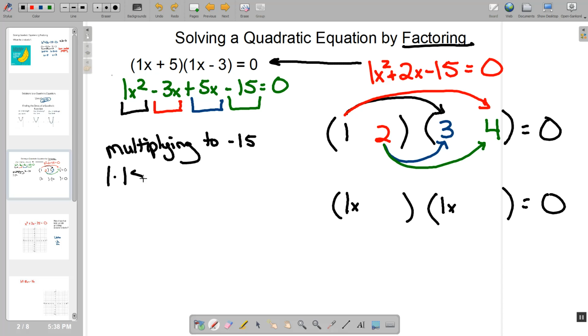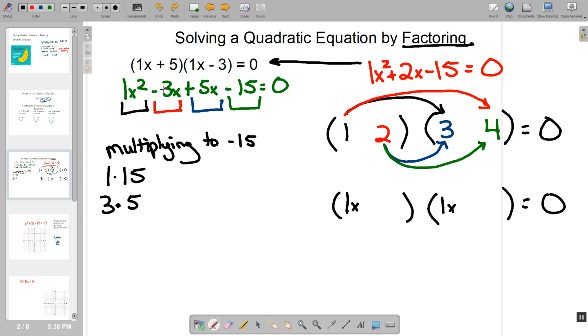Now, when we're thinking of factors, it is better to just think of them as positive numbers for now because either one of these terms could be negative. Now, once we have the first two terms and the final two terms created, we have to figure out how we make this middle term.